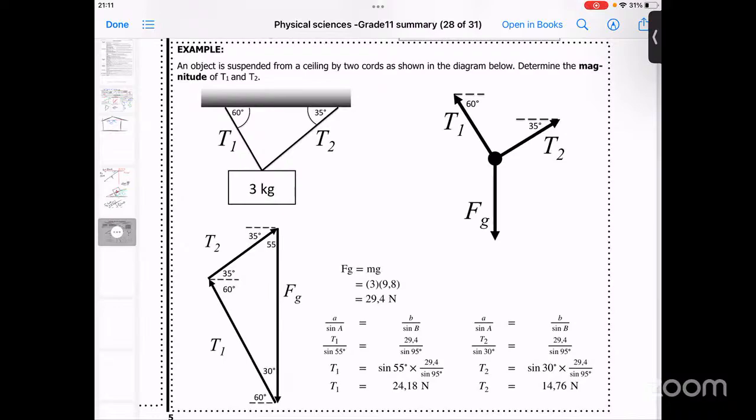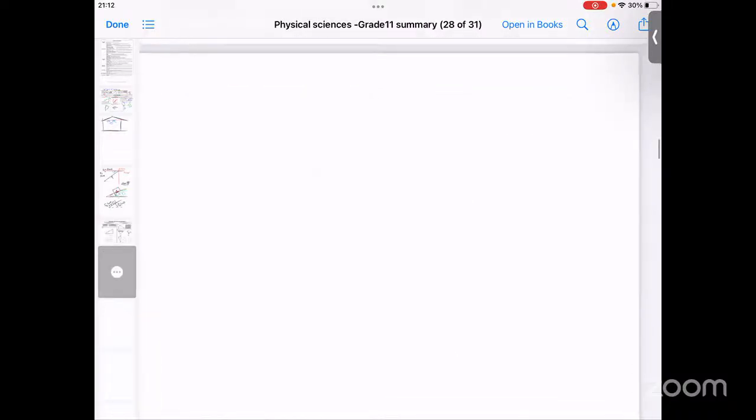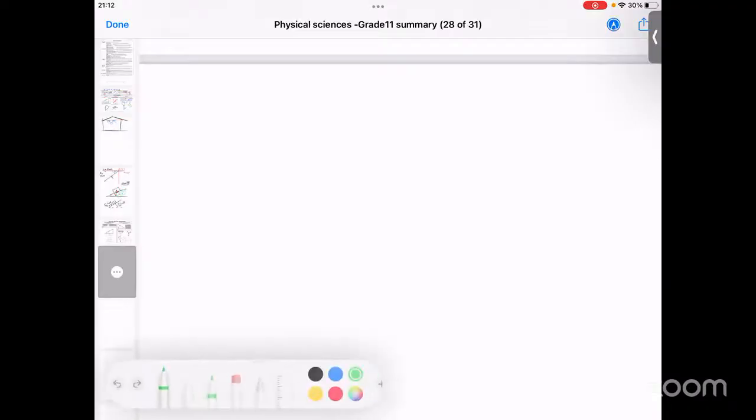So under this example, they are talking about an object which is suspended from a ceiling by two cords, as shown in the diagram below. Yes, we can definitely see that we've got an object there of 3 kg, which is suspended from the ceiling by two cords. So what they want you to do is just to determine the magnitude of tension 1 and tension 2. Very much important on that one.